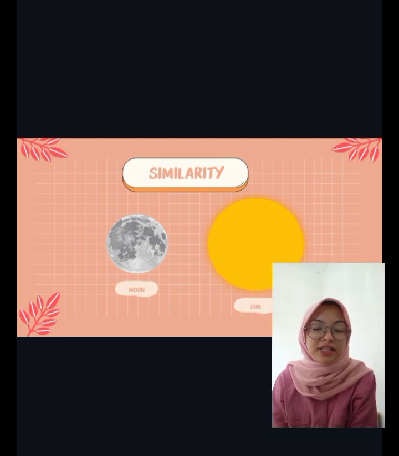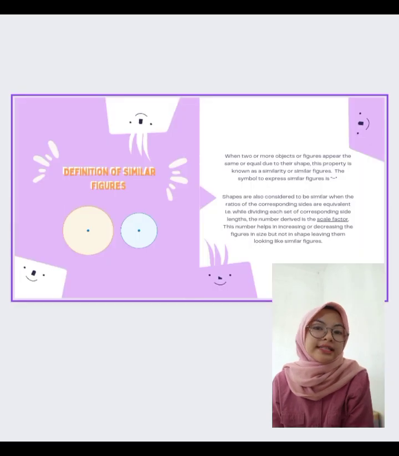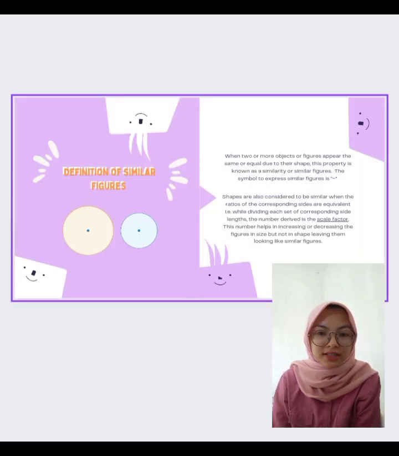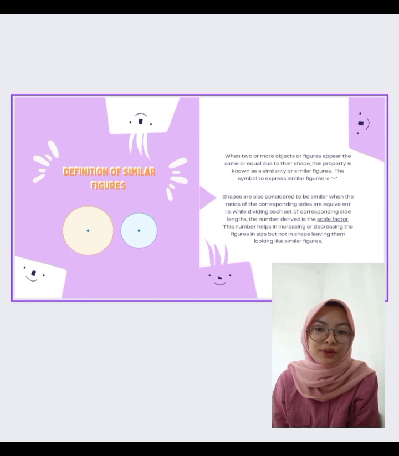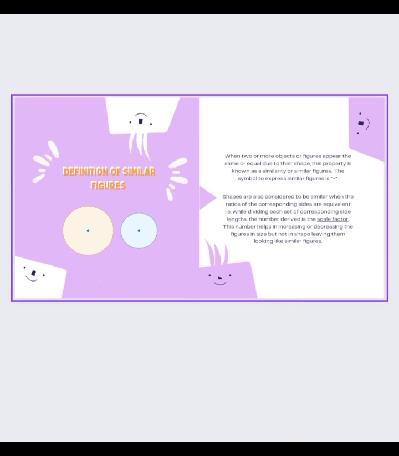So, next is the definition of similarity. Similarity is when two or more objects or figures appear the same or equal due to their shape. This property is known as similarity or similar figures. When we magnify or demagnify these figures, they always superimpose each other. In geometry, when two shapes such as triangles or polygons have the same dimension or common ratio but the size or length is different, they are considered similar figures. For example, two circles are of the same shape but different sizes, so they are similar.